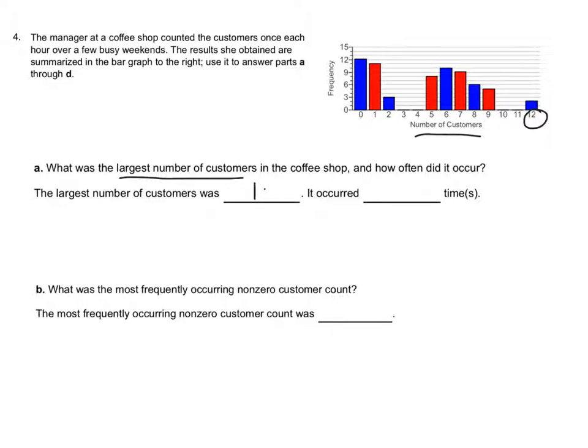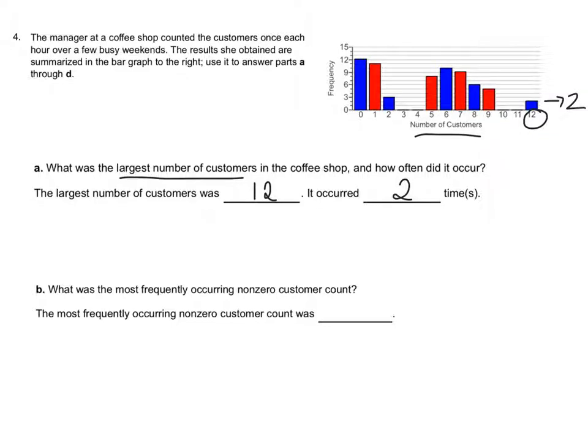So we'll put 12 in our first blank, and then we want to figure out how many times that occurred. So that would be the frequency. So if we look at the vertical axis, we can see that this corresponds with a frequency of 2. So the largest number of customers was 12, and it occurred 2 times.